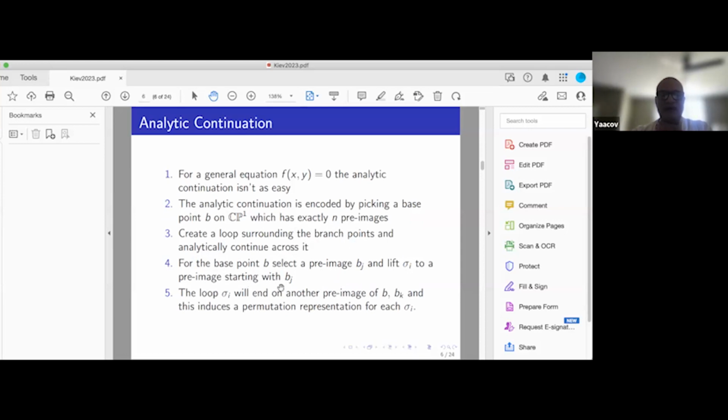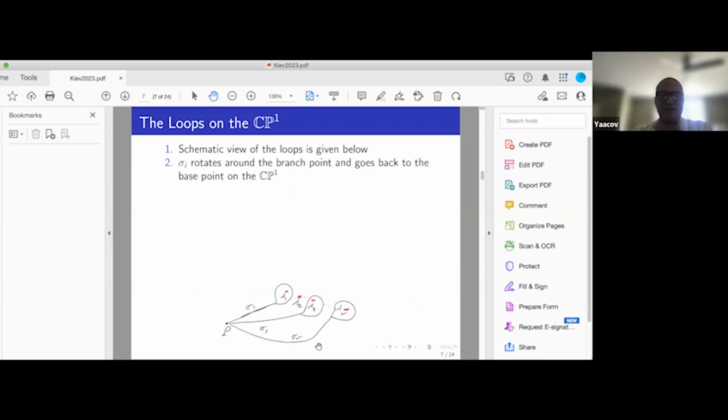And when you lift it, you start with the preimage Bj, and you will end up in some other preimage of B, and this will impose a permutation representation on the fiber above the base point. So the loop sigma I will end up on another preimage Bk, and this induces a permutation representation for each sigma I. And this permutation representation of sigma I actually encodes the analytic continuation. So these are the loops.